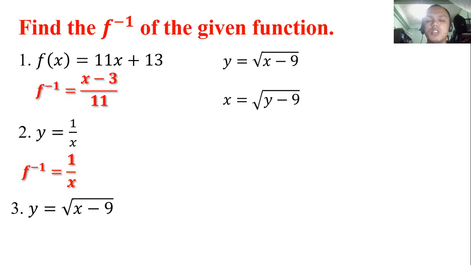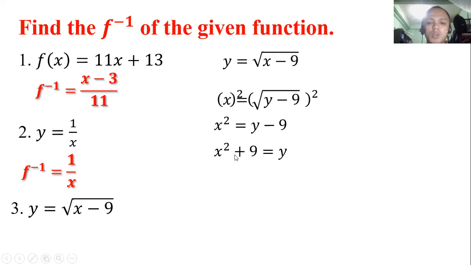So, nasa radical function tayo. Now, to remove the radical sign here, we will get the square of both sides. So, yung x mo magiging x squared. Yung square root of y minus 9 mo magiging y minus 9 na lang kasi we will cancel out tong 2 at saka yung radical sign. Then, transpose your negative 9 to the other side, magiging x squared plus 9 equal to y. Therefore, the inverse function is f raised to negative 1 equal to x squared plus 9.